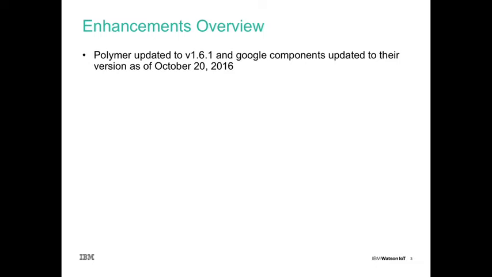We updated Polymer to version 1.6.1, and the Google components that are included as part of the UX framework are now at their version as of October 20th, 2016. We made updates to the default styling to match the TRIRIGA style guidelines. This includes using shades of blue that match our style guidelines. In general, you may notice some small changes to shades, but hopefully you'll notice that many of the components are now more consistent regarding the defaults that they use.